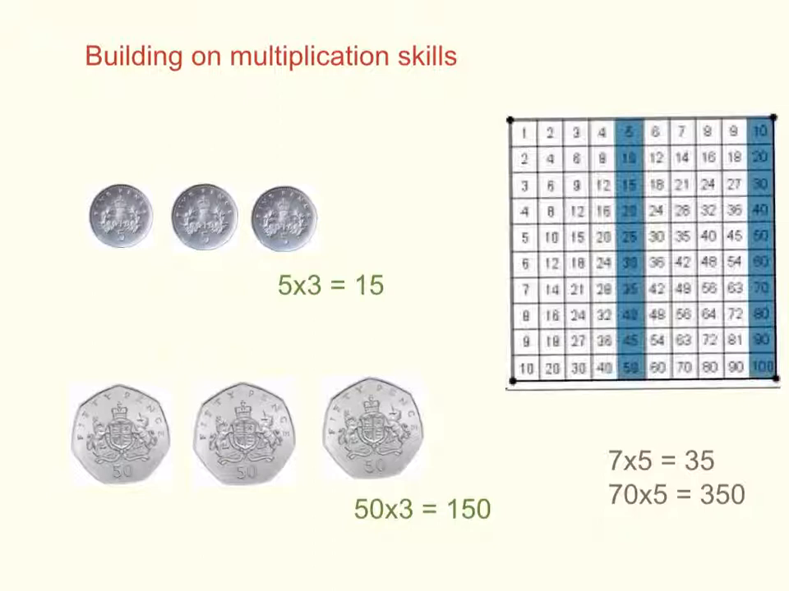Similarly, when they can grasp that by knowing 7 times 5 is 35, they also know that 70 times 5 is 350, they can calculate with bigger numbers.